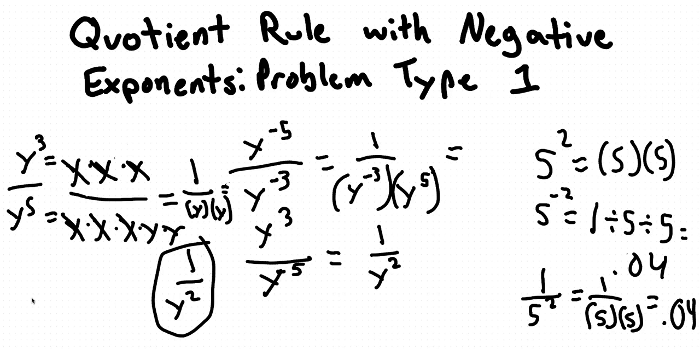So, would you mind summarizing for us what we've learned? Yeah, no problem. We first want to make our negative exponents positive by flipping them to the opposite side of the fraction. Then we want to simplify the fraction by combining like terms. Perfect.